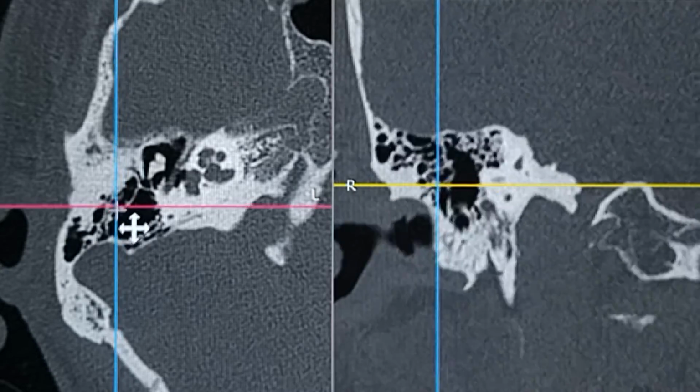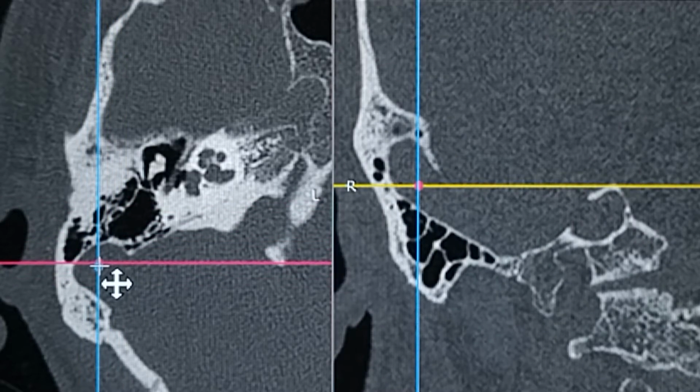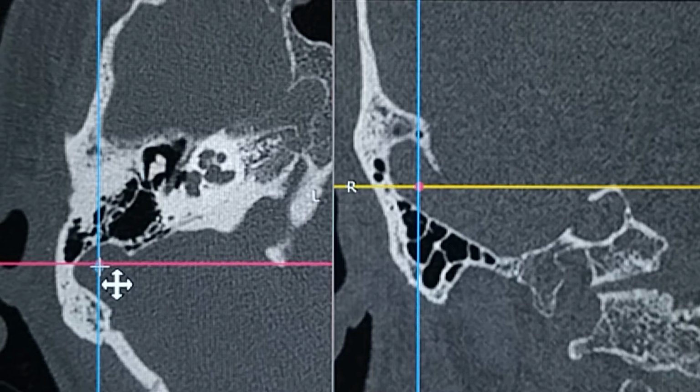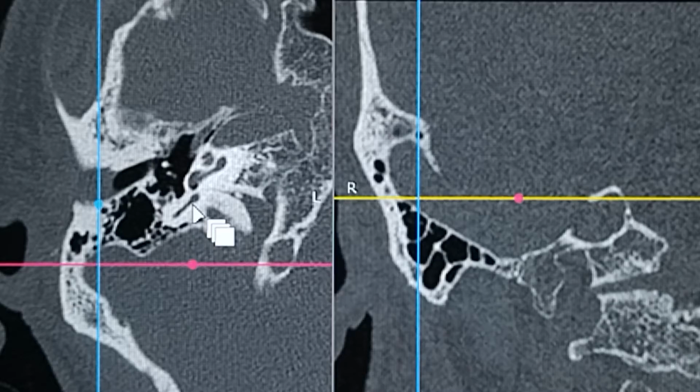So basically this is a sigmoid sinus. Now the clinical significance of this sigmoid sinus is that it could be an anteriorly placed sigmoid sinus. Now there are 4 categories of sigmoid sinus. Basically what happens is that you have to find the posterior semicircular canal. See, you can see the posterior semicircular canal right here.